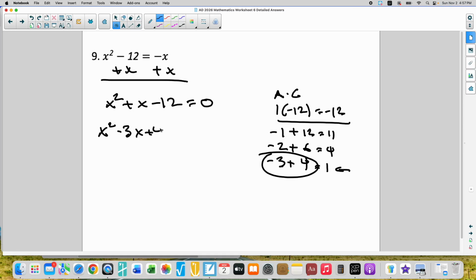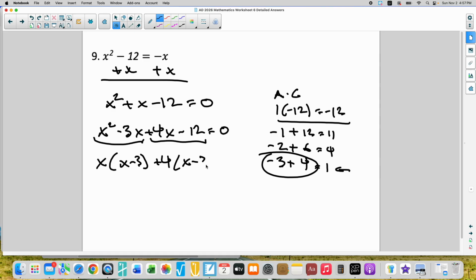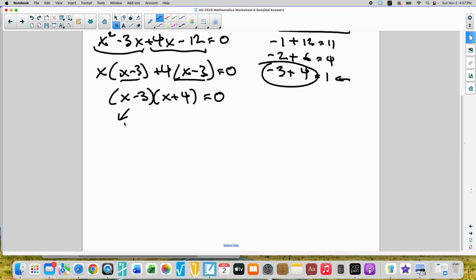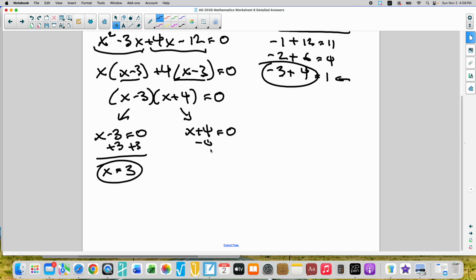We'll use negative 3 and 4. Minus 3x plus 4x minus 12 equals 0. We'll group. Factor out an x, x minus 3, factor out a 4, x minus 3. We did it correct. X minus 3, we pull it, and we're left with x plus 4. Set them equal to 0. X minus 3 equals 0. X plus 4 equals 0. Add 3. X equals 3 is one solution, and negative 4 is the other solution. Negative 4 and 3.